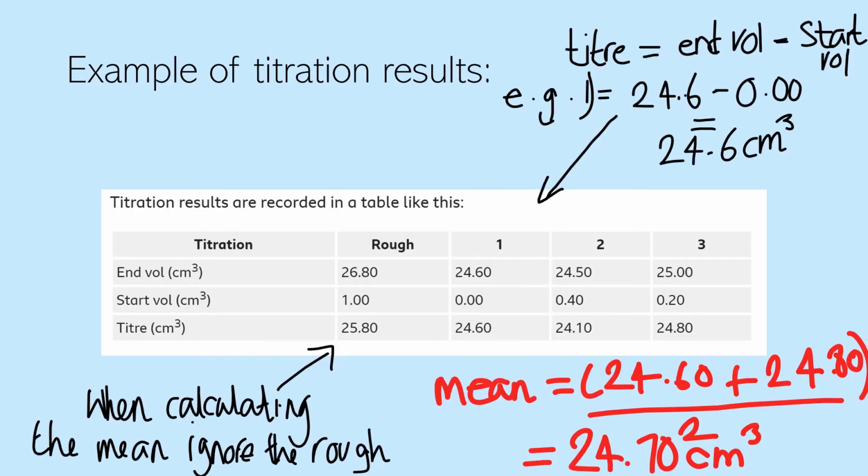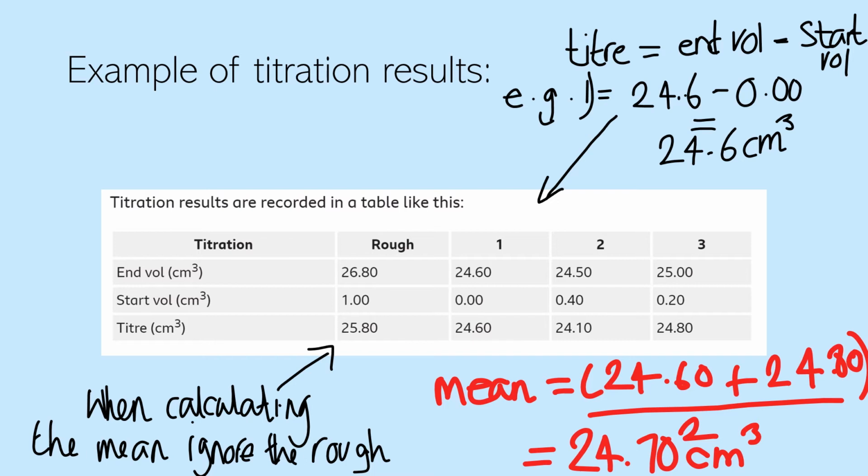So we now on the screen have an example of our titration results. As we can see, we have our titration, our end volume, our start volume, and our titer at the end. And then we have our rough, repeat 1, repeat 2, and repeat 3. So we're going to start with working out how we would find the titer. So we always minus the start volume from the end volume.